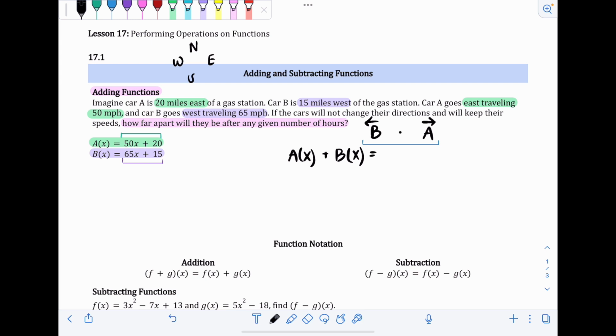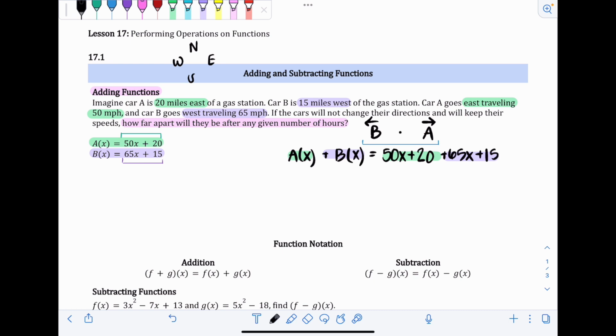And adding functions is no different than adding everything else in math. So we just get to add them and combine like terms. So a of x, I'm going to put that right here. It's 50x plus 20. And then I'm going to add that to b of x right after it, which is 65x plus 15. So plus 65x plus 15. And then now I have a function that combines their distances, and I just need to simplify it, because if we ever can simplify it, we should.